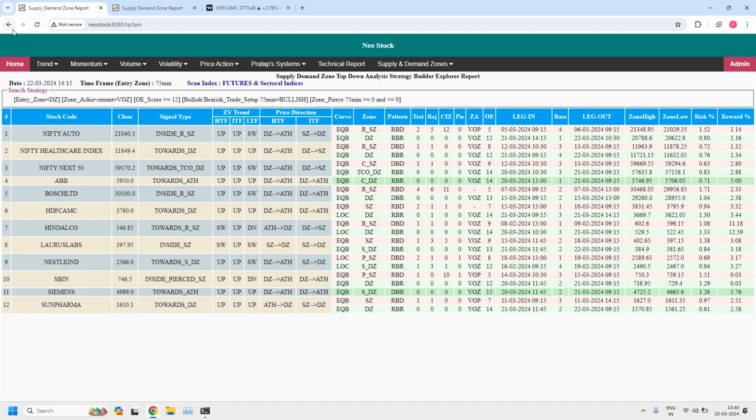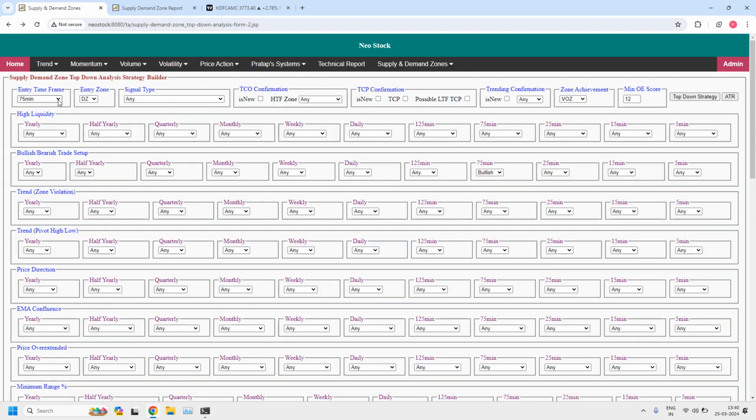Okay, now I am going back. For 75 minutes time frame, generating bearish trade setup. I mean 75 minutes entry time frame. Now bearish trade setup entry zone should be supply zone. In bullish or bearish trade setup at 75 minutes time frame, now we need to select bearish. Remaining parameters same. PS count we already set, zone achievement we already set, and min odd enhancer score we already set. So now let's filter the stocks.